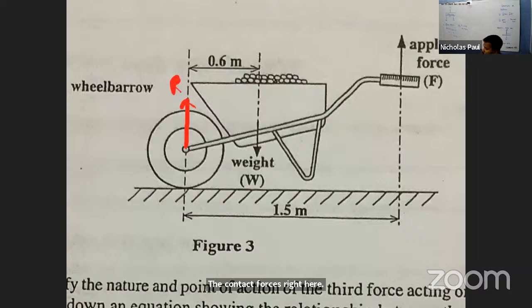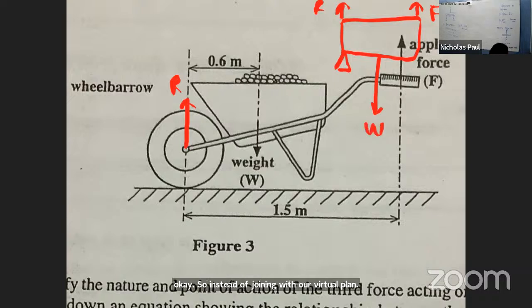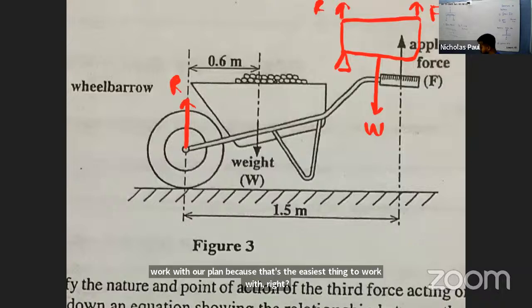I don't want you to try to draw that. What I want you to draw is a plan. Where would the pivot be? On the end here, correct? Draw the reaction force R, draw the weight wherever it is, and the applied force here. So instead of drawing the wheelbarrow, draw that plan and put in the values, and then we'll try to answer part one. We want to work with a plan because that's the easiest thing to work with.